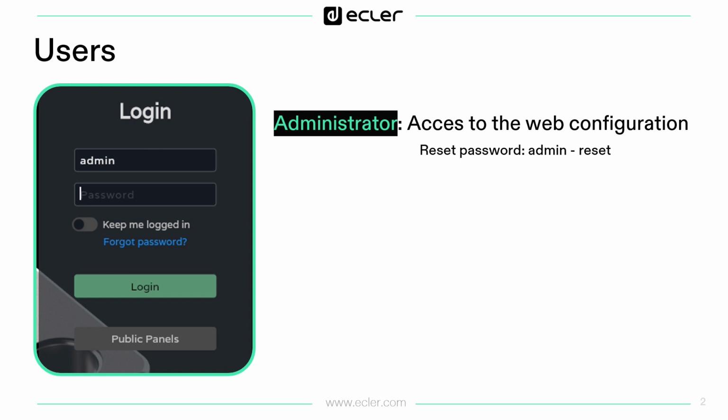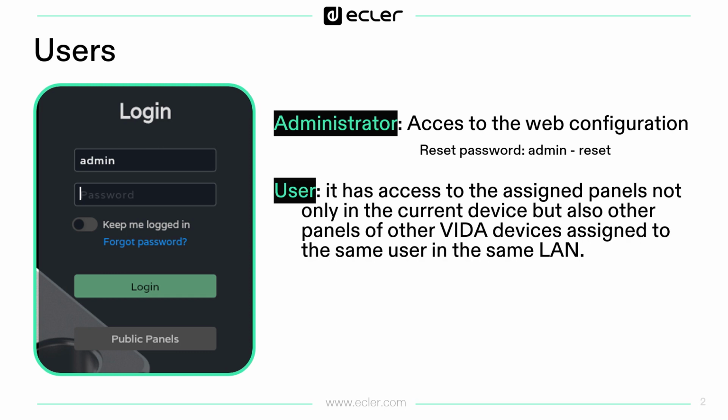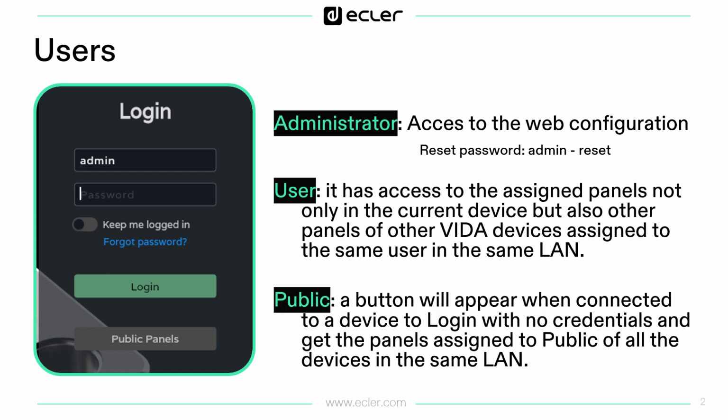The second profile is user. Each user has access to the panels assigned to him by the administrator on all VIDA devices in the network. Login and password of each user is defined by the administrator, and it should be the same in all devices in order to receive the panels from all devices of the network.